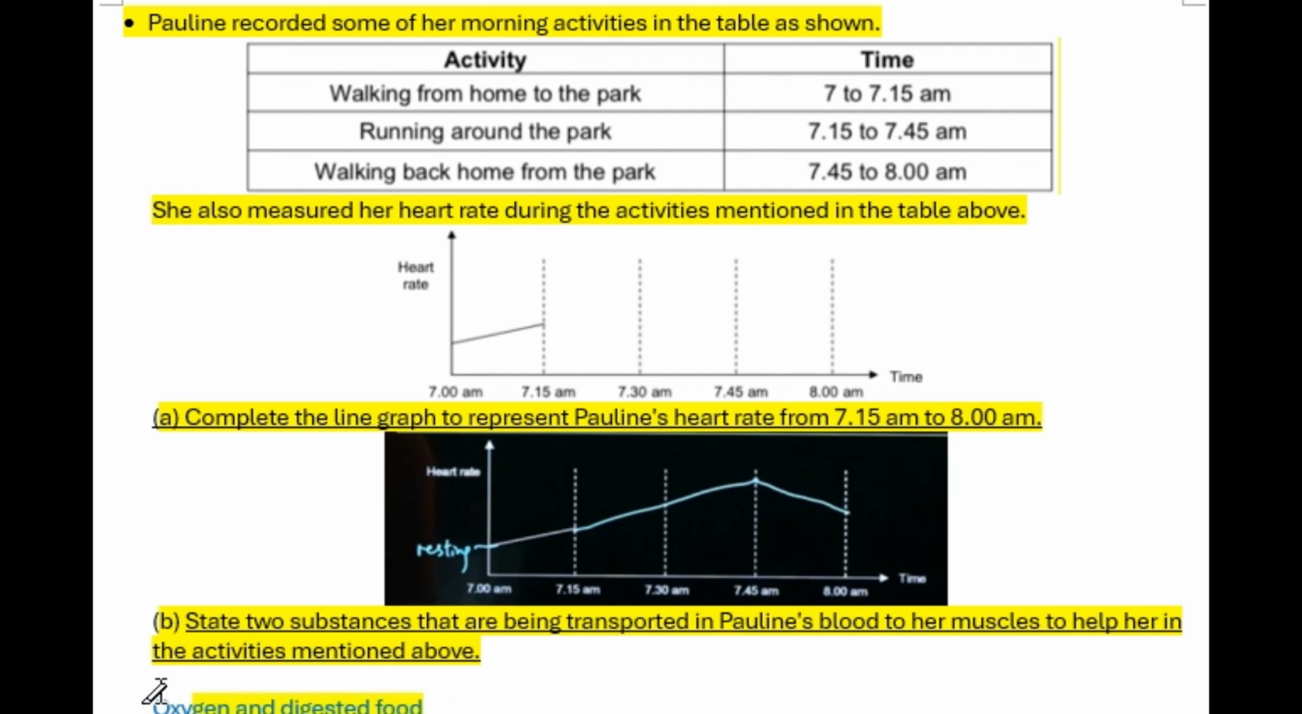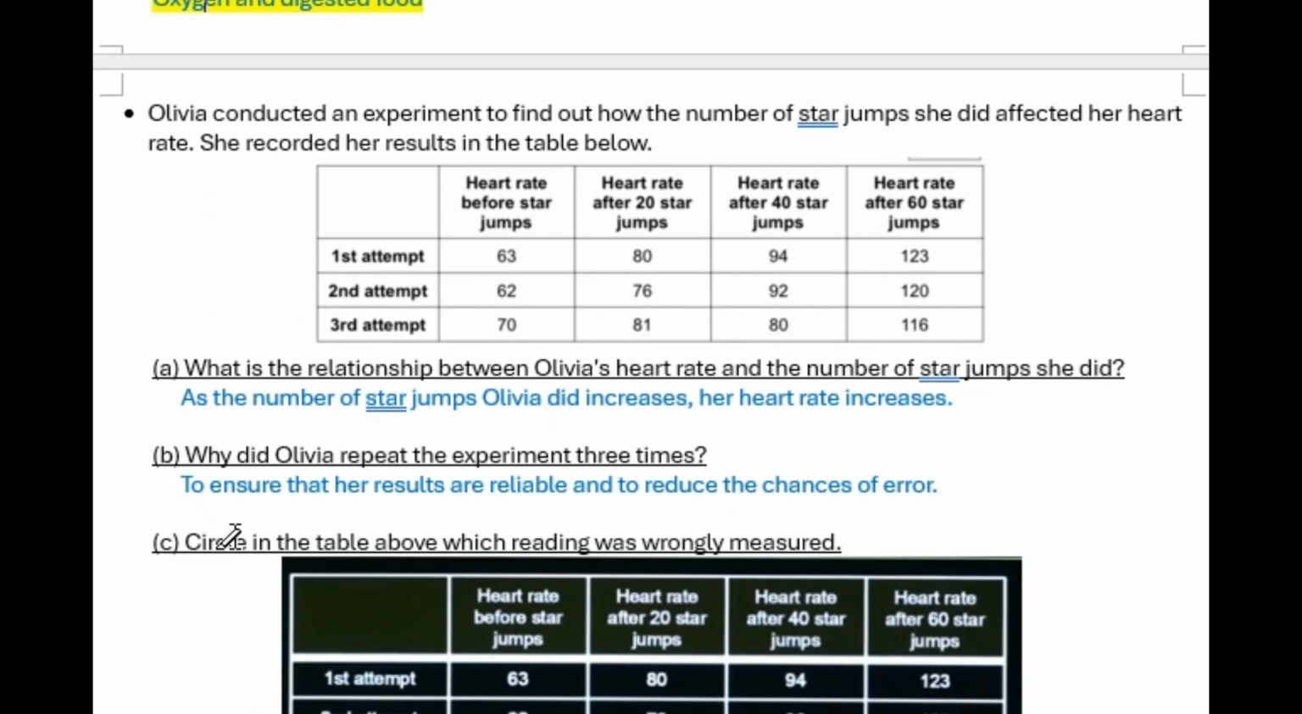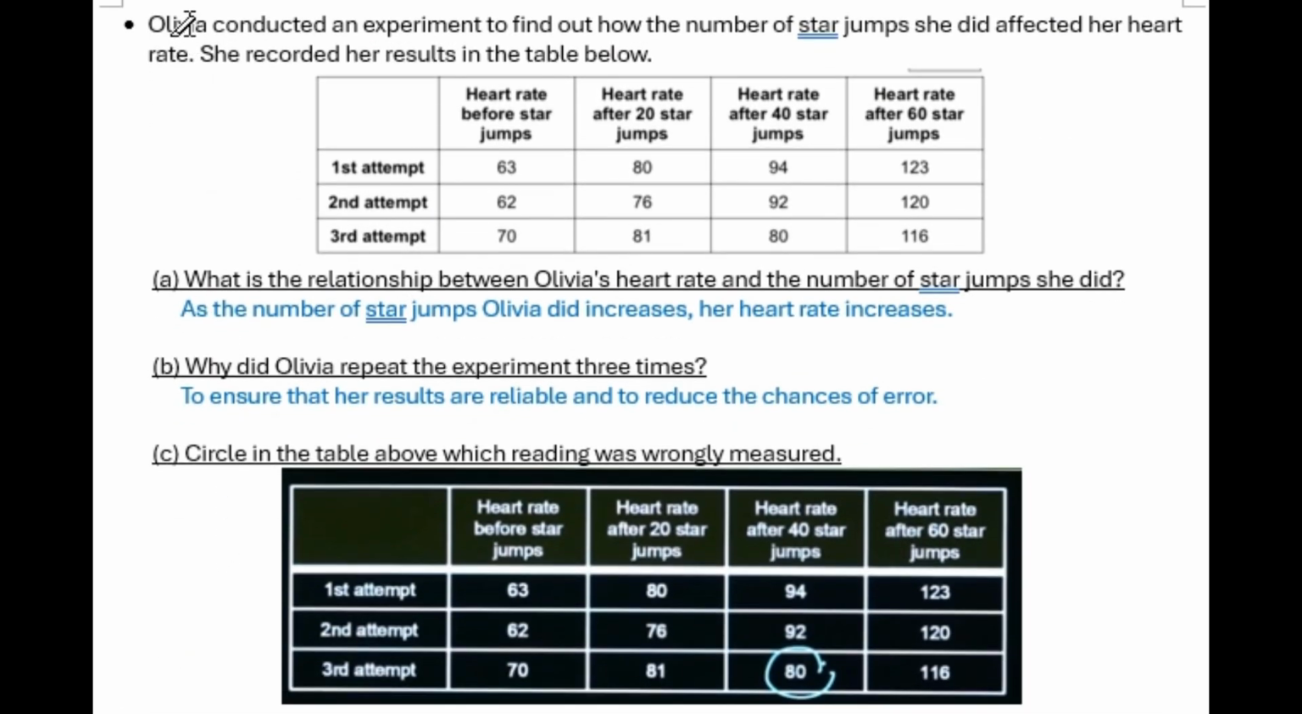Olivia conducted an experiment to find out how the number of star jumps she did affected her heart rate. She recorded her results in the table below. A. What is the relationship between Olivia's heart rate and the number of star jumps she did? As the number of star jumps Olivia did increases, her heart rate increases.